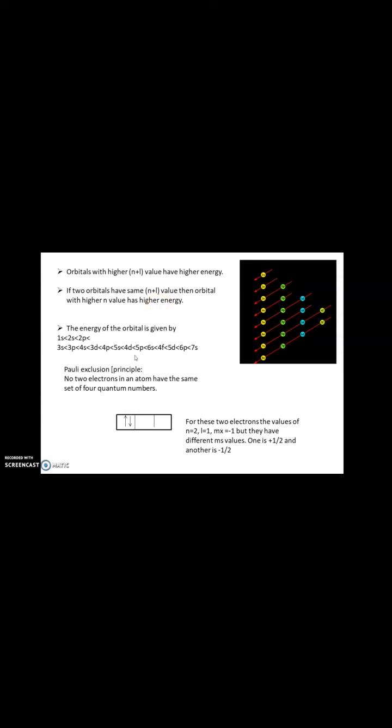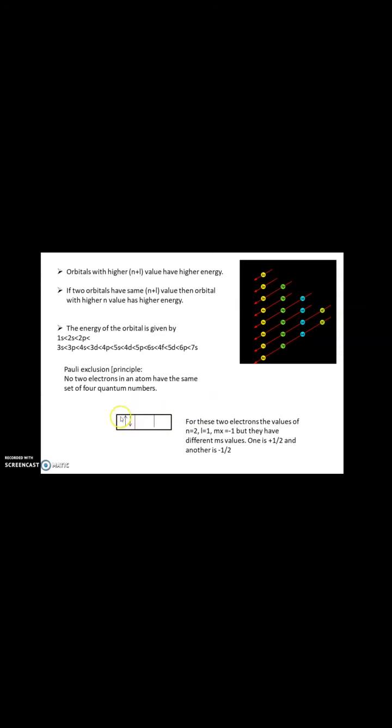Clear? Now we are going to discuss Pauli's exclusion principle. Pauli's exclusion principle says no two electrons in an atom will have the same set of 4 quantum numbers. That means you will never find 2 electrons in an atom who have the same values of all the quantum numbers. Okay, let's elaborate this point.